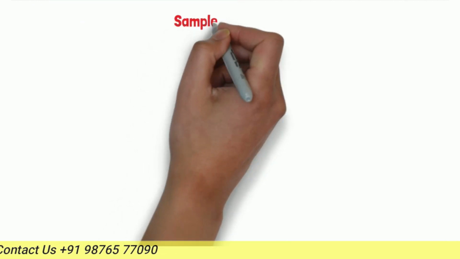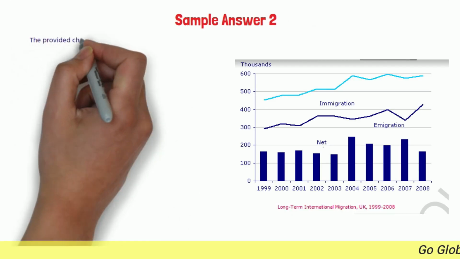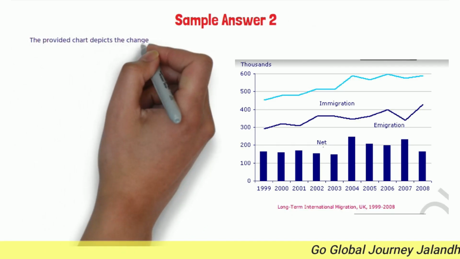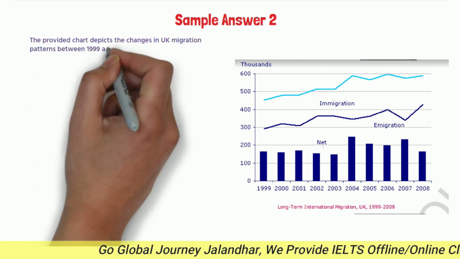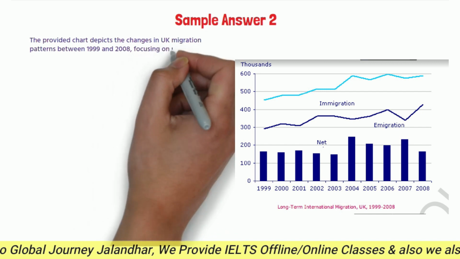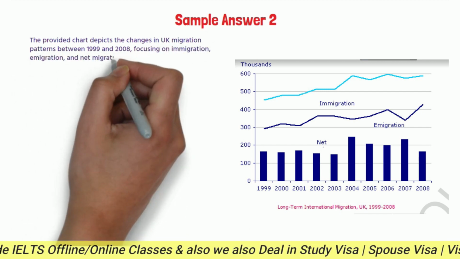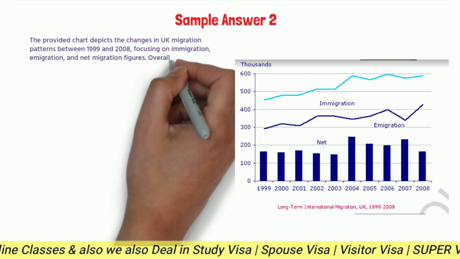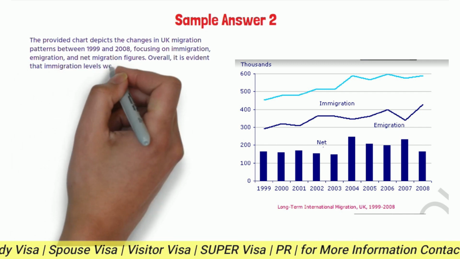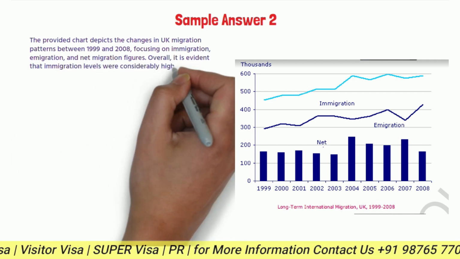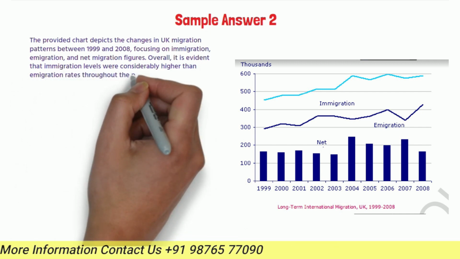Now keep an eye on sample answer 2. The provided chart depicts the changes in UK migration patterns between 1999 and 2008, focusing on immigration, emigration and net migration figures. Overall, it is evident that immigration levels were considerably higher than emigration rates throughout the period, with net migration peaking in 2004 and 2007.